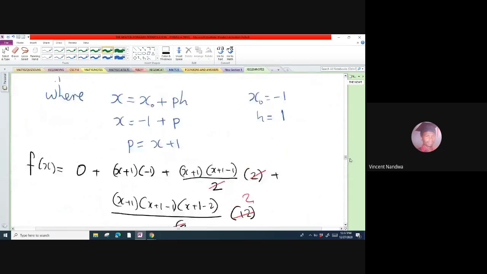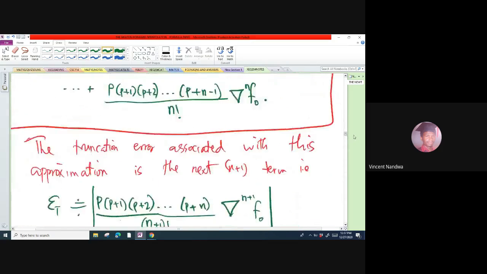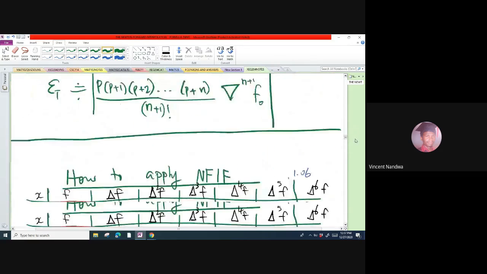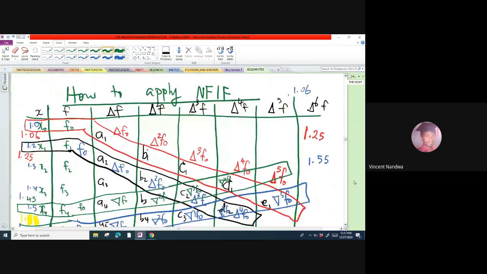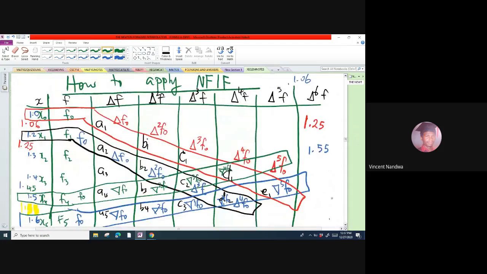Like, for example, in this table here, if you have to approximate, say, a value like 1.35, so if you want to approximate the value of 1.35, 1.35 is at the middle of the table. So when you use Newton forward and Newton backward, they will not give a better approximation. The answer you'll get will be far away from the true value.